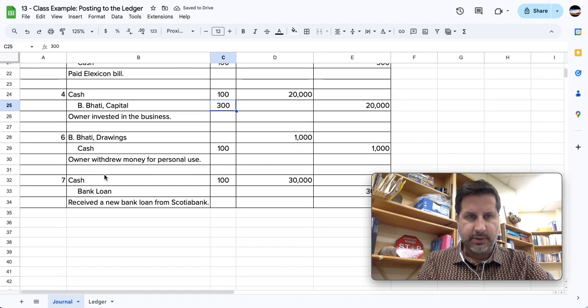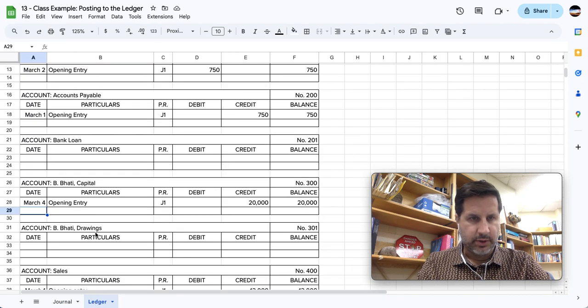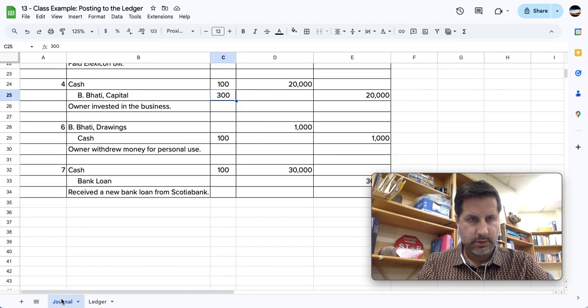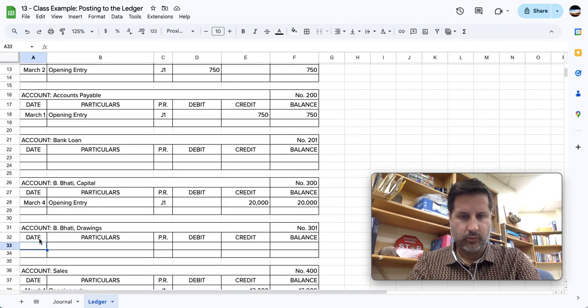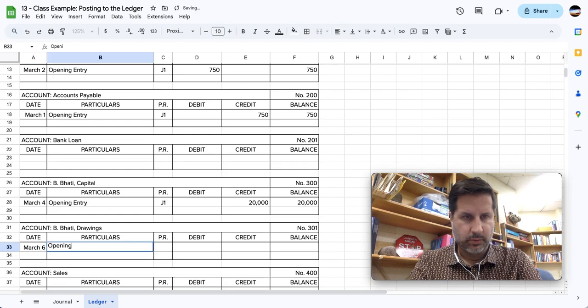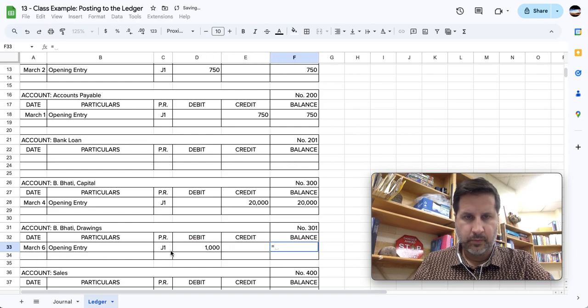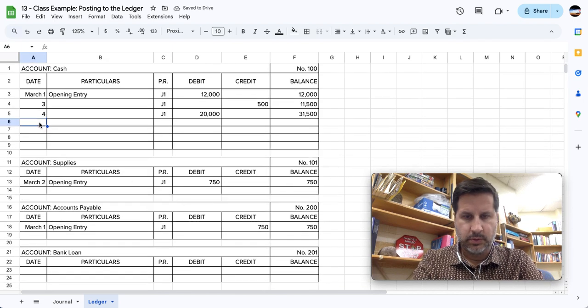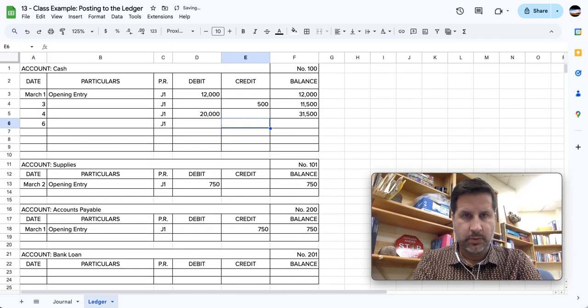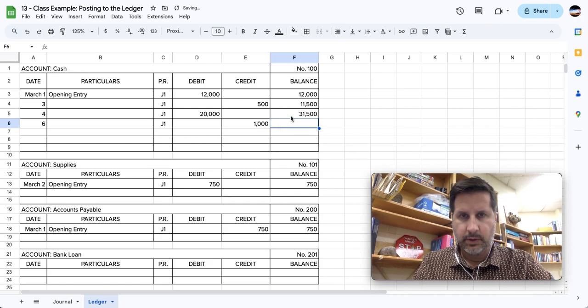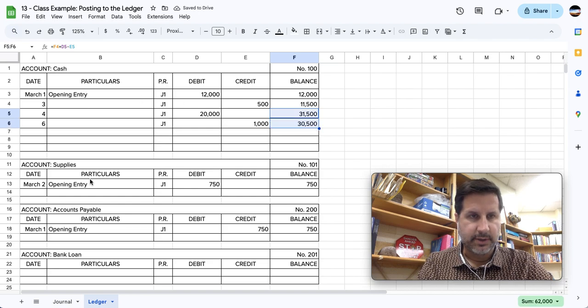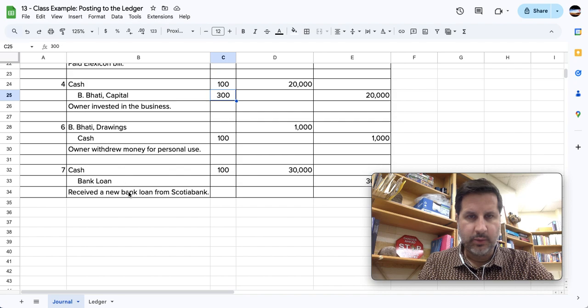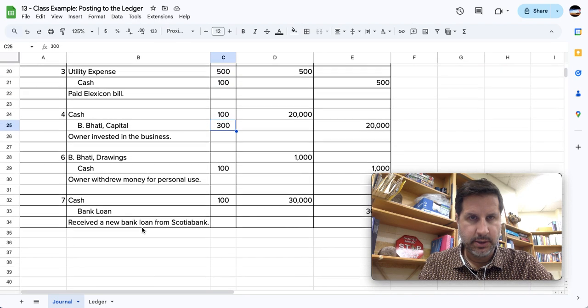And then a couple more transactions. So in the next one, the owner took out $1,000. So we'll go to drawings. That was on the 6th. And then we know we need to have a credit to our cash. And then I'll just carry this balance down again. Again, doing this ensures I'm not going to make any math mistakes, or at least I hope I'm not making any math mistakes. And then finally, we took out a bank loan for 30 grand.